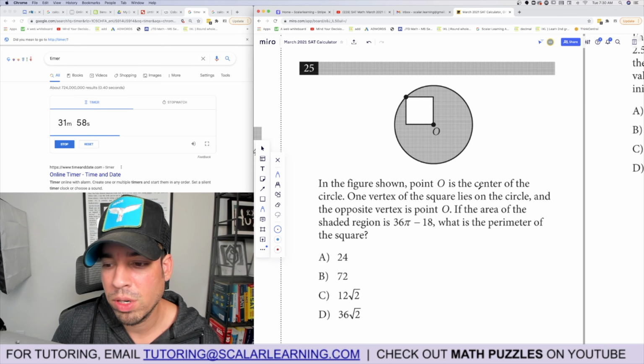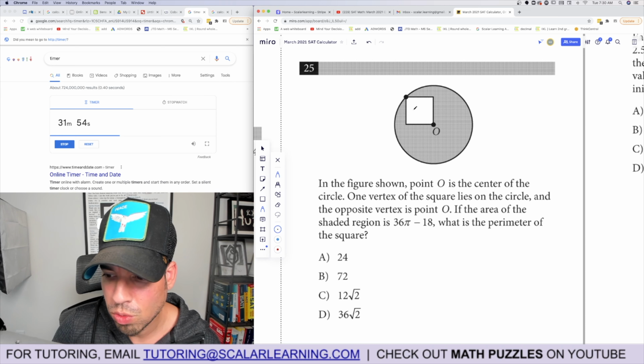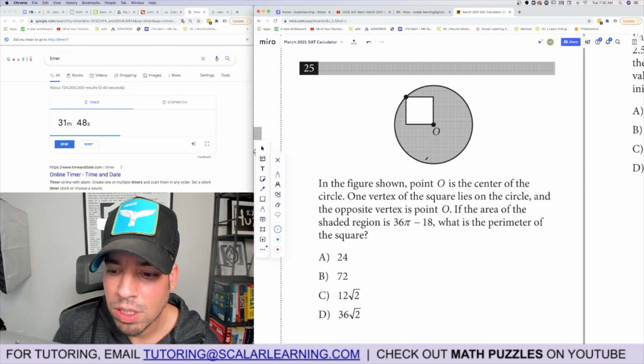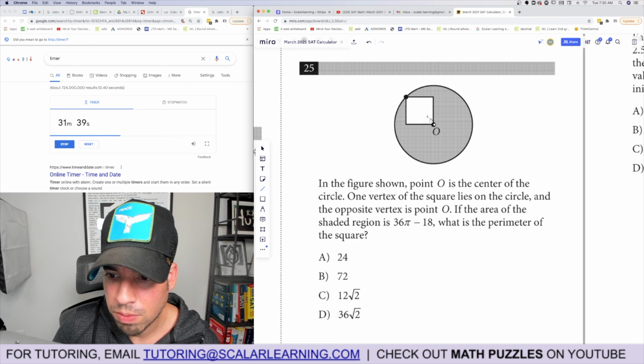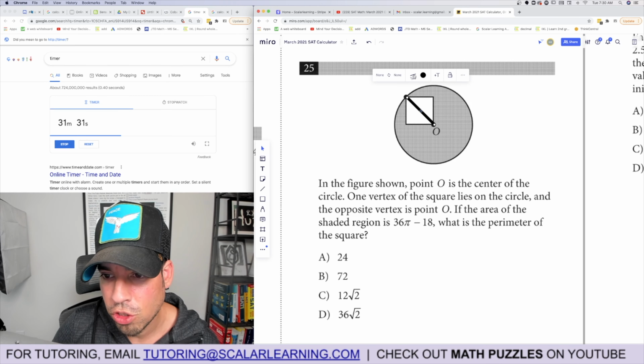In the figure shown, point O is the center of the circle. Cool. One vertex of the square lies on the circle, and the opposite vertex is at the center. The area of the shaded region is given. What is the perimeter of the square? Yowzers. Okay. What I need here, sometimes this gets a little funky. Why does it always default to this weird curved line? I'm still trying to figure out Miro, but it's great other than that, but sometimes a little strange.